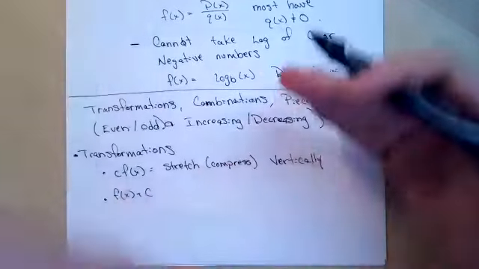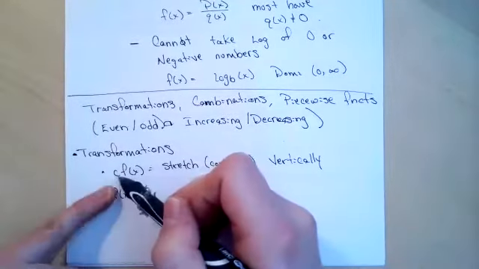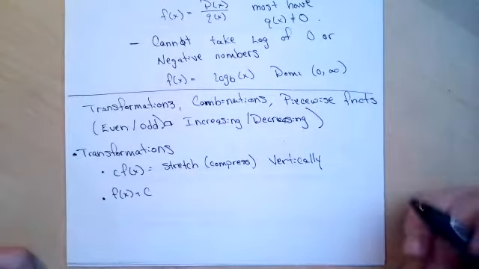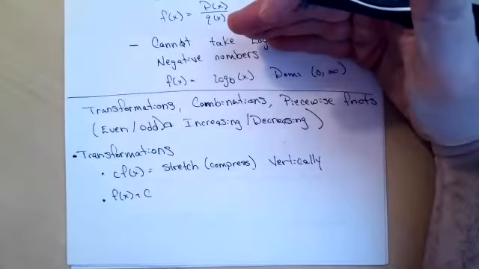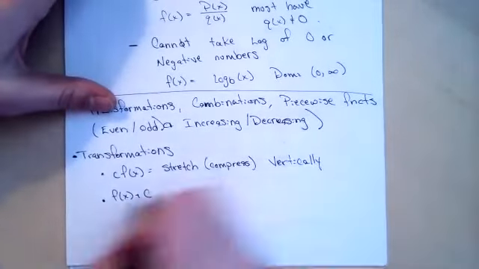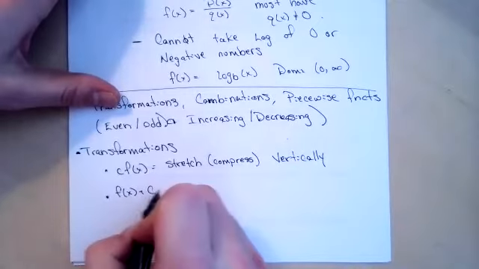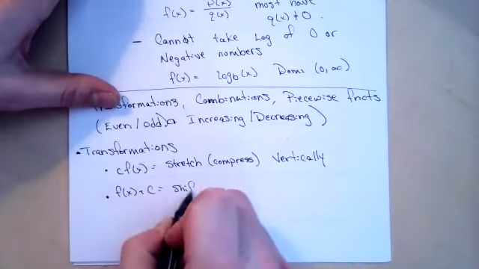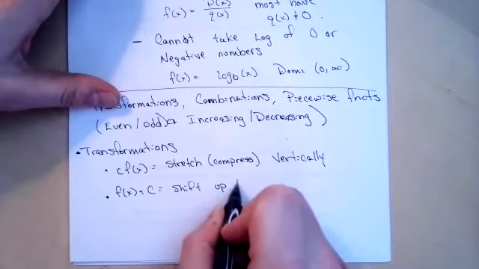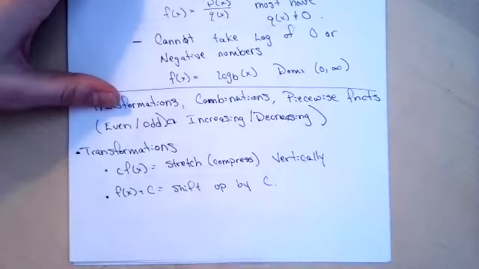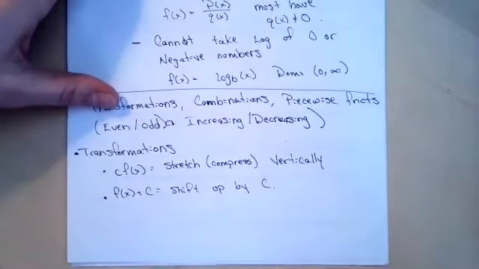So if c is a fraction, it's going to shrink it. If c is a whole number or bigger than 1, I guess I should say, it's going to stretch it vertically. If we add c, this is going to be a shift up by c. If c is negative, it corresponds to a shift down.